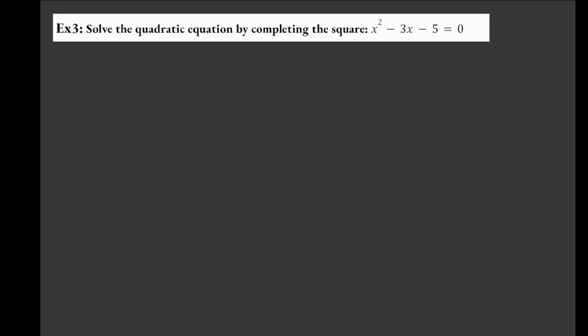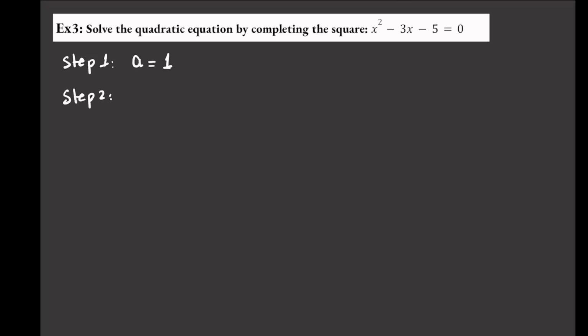Another way of solving a quadratic equation is by completing the square. In order for us to complete the square, my first step is making sure that my a value is equal to 1. If my a value is not equal to 1, I need to make sure that I divide the whole equation by a. So now in this situation, my a value is equal to 1, so I can proceed to my step 2.